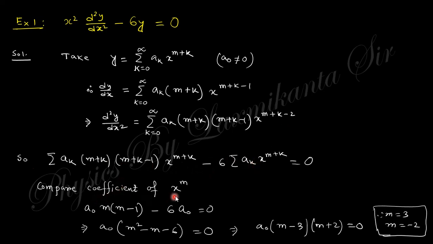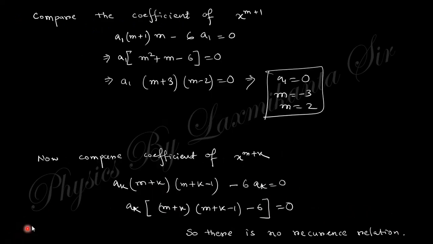In general, we compare the lowest power of x, which is x to the power m. If you put k equal to 0 in this expression, you will get x to the power m. So this one is here, and from here you will get this one. You know a0 not equals to 0, so that's why m equals to 3 or m equals to minus 2.